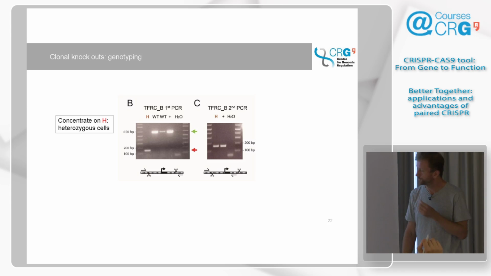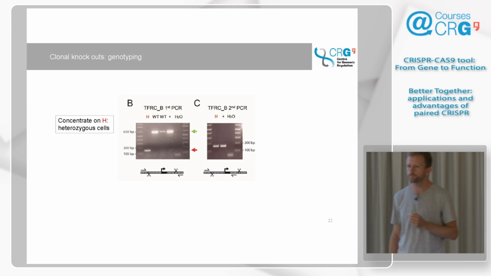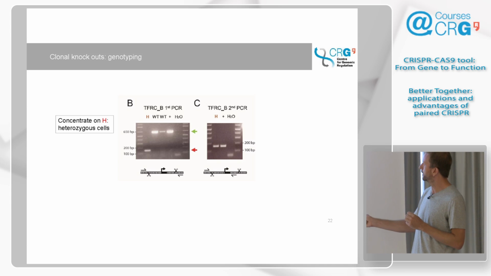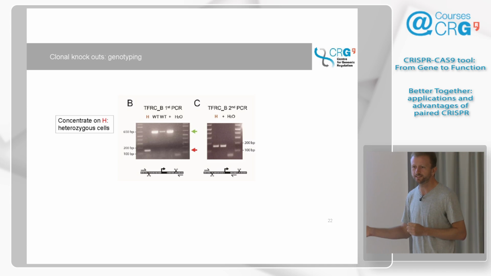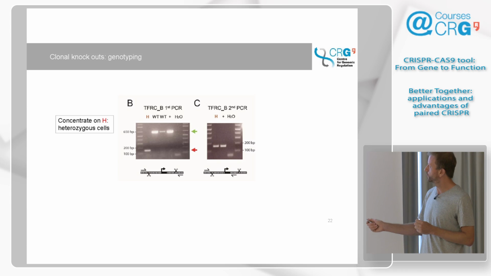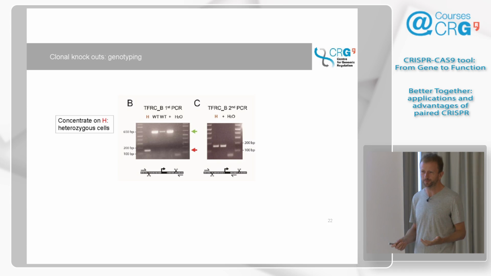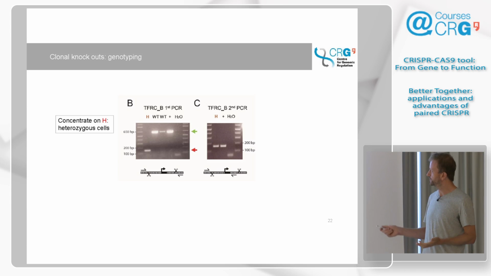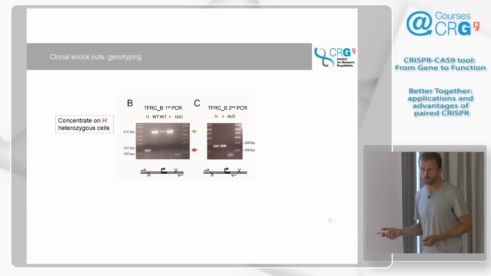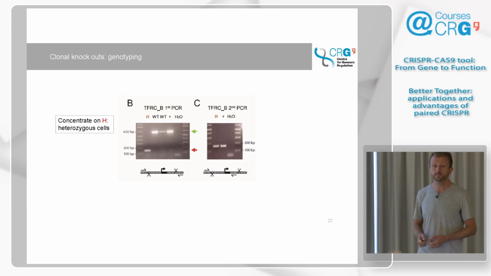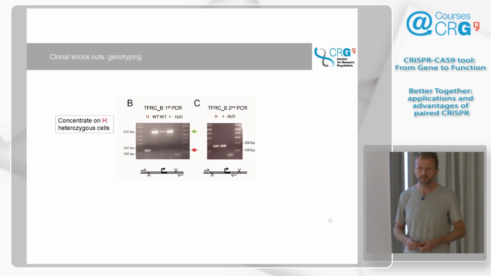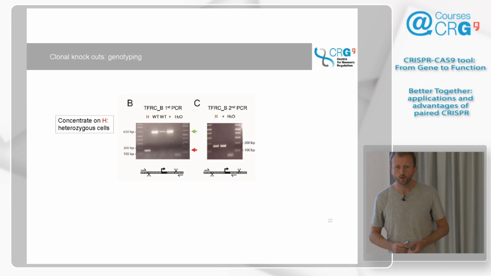Why didn't you get a second band there on the left? That's a good question, actually, because I think what happens is that the shorter product always outcompetes the longer product. So you have to be very careful. Just because there's no band here does not mean that there are no wild type alleles. Did you do the PCR on the genomic DNA or on the cells directly?